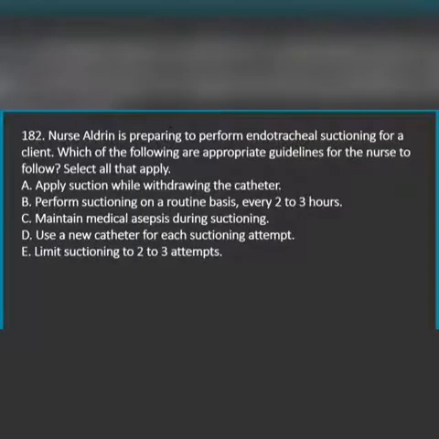Question 182. Nurse Aldrin is preparing to perform endotracheal suctioning for a client. Which of the following are appropriate guidelines for the nurse to follow? Select all that apply. A. Apply suction while withdrawing the catheter. B. Perform suctioning on a routine basis, every 2 to 3 hours. C. Maintain medical asepsis during suctioning. D. Use a new catheter for each suctioning attempt. E. Limit suctioning to 2 to 3 attempts.